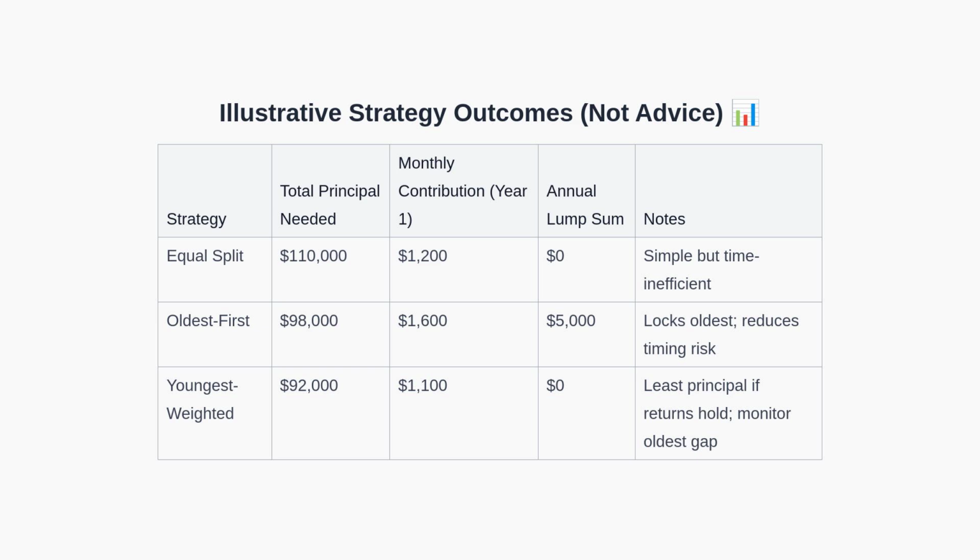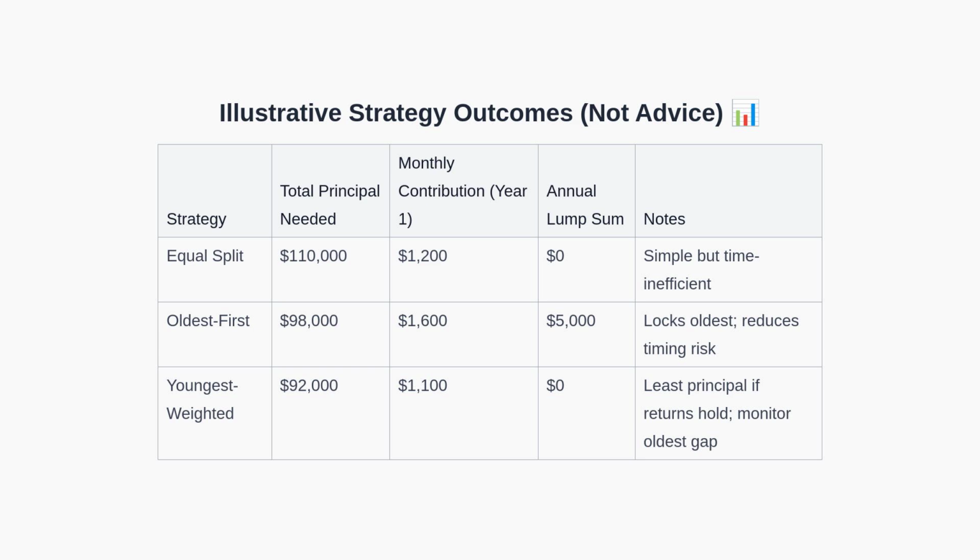Next, consider this purely illustrative comparison of three strategies. Equal split requires about $110,000 of principal, with a $1,200 monthly contribution in year 1. The oldest first approach might drop total principal to roughly $98,000, with a higher monthly contribution and a $5,000 annual lump sum, locking in the oldest child's target earlier.